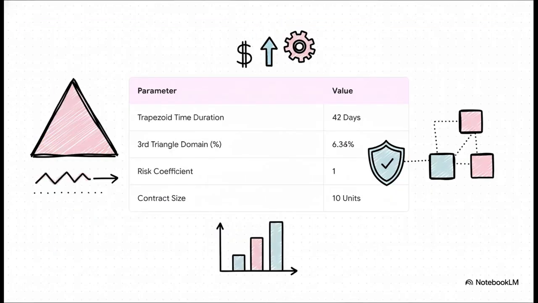And this is where you really start to see the level of detail in this method. There are several core parameters that are defined right from the very start. We're talking about things like a 42-day time duration for the trapezoid, a specific risk coefficient, and even a set contract size. These are literally the building blocks of the entire plan.